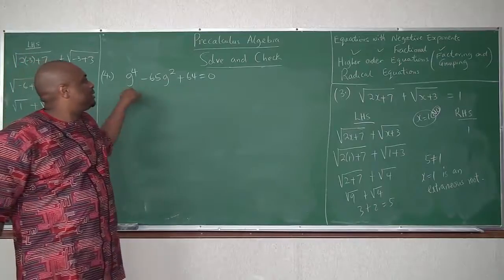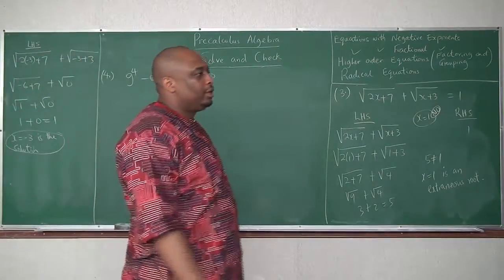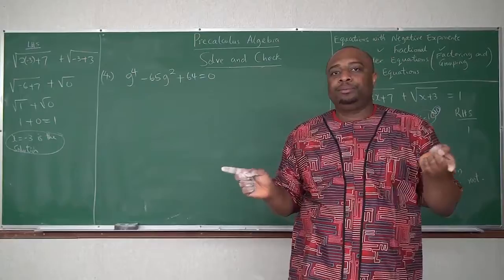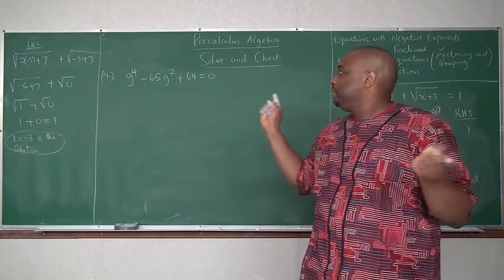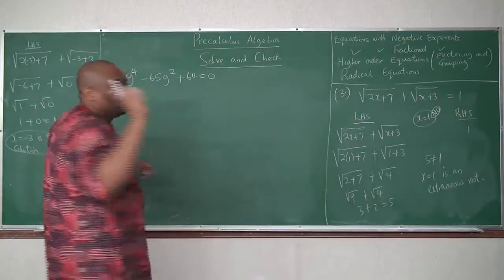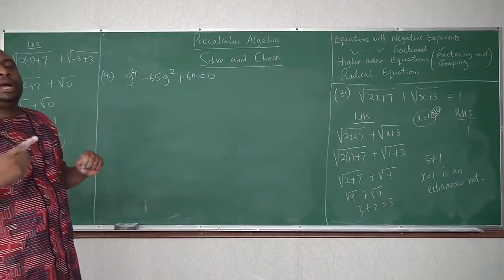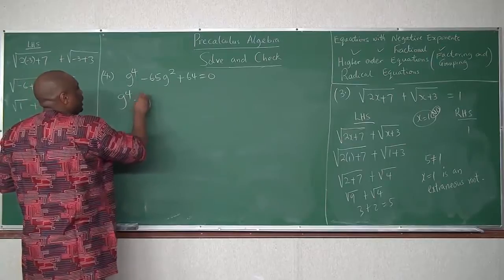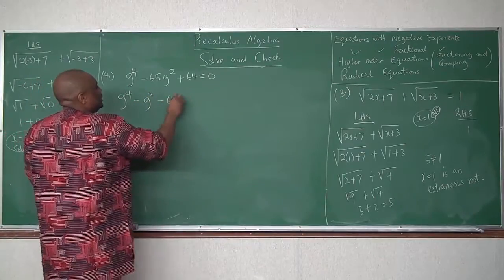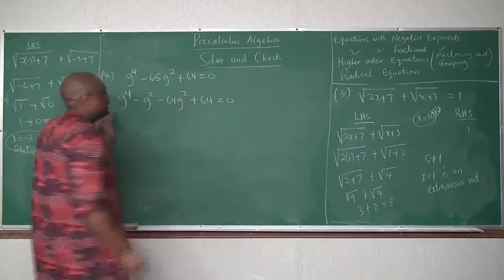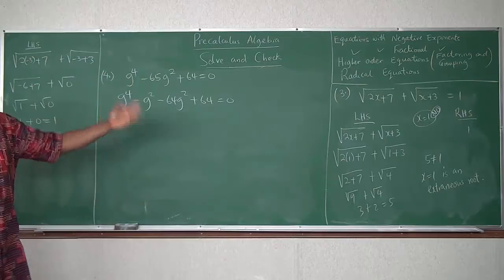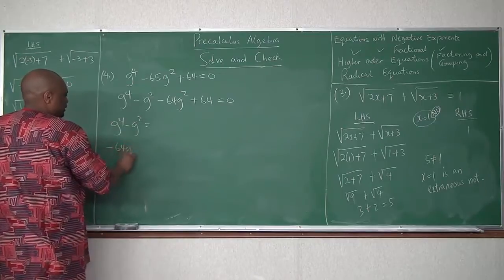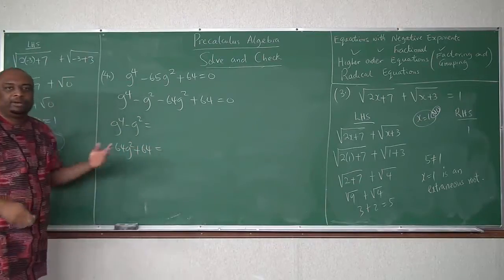So we multiply the first and third terms, 64g to the 4th. So 1 and 64 will not work. Negative 1, negative 64 will work. Negative 1, negative 64 is going to give us negative 65. So remember, this will be 1g squared, negative 1g squared, and negative 64g squared. This is g to the 4th minus g squared, minus 64g squared plus 64 equals 0. I like doing my vertical method. You can do your horizontal method.